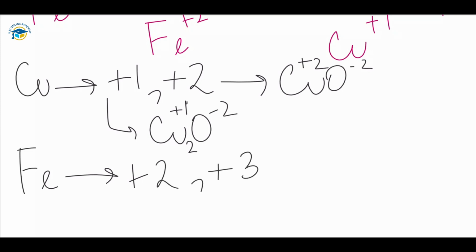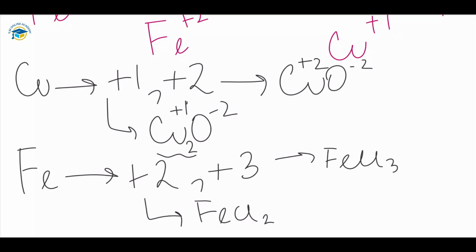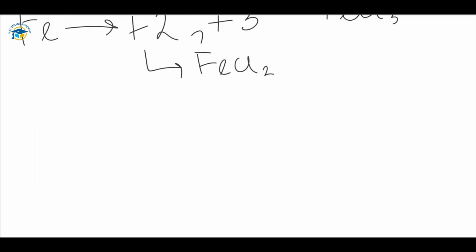Oxygen is -2, and because 2 copper ions are present there, +1 will be related to each. In case of +2, we have FeCl2, that is the example, and for +3 we have FeCl3. So these are the transition metals, their oxidation numbers, and examples of the compounds they are present in. Next we have another example like manganese.